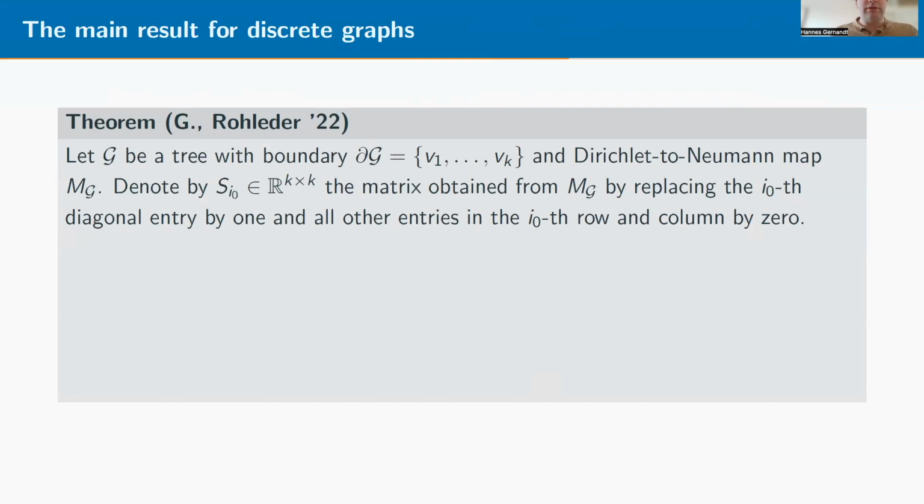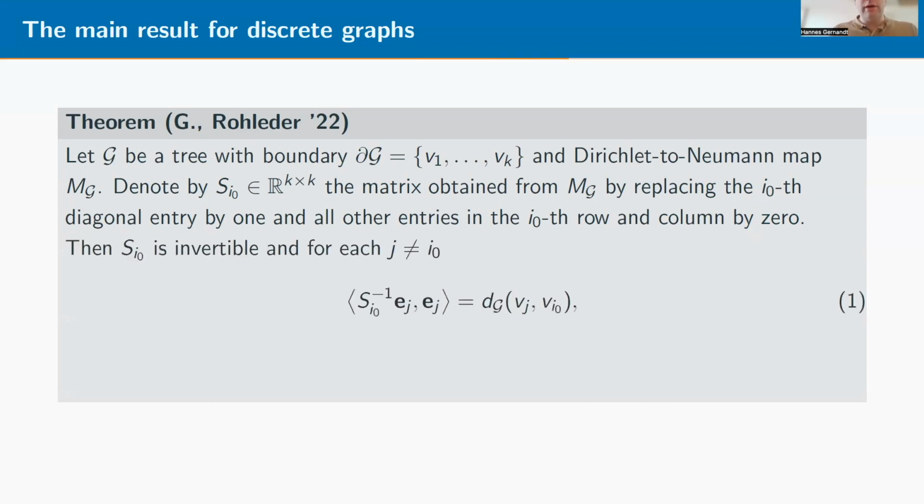Now I will formulate the main result for discrete graphs. So if we have a tree with a boundary again, and we have the Dirichlet to Neumann map, then we have again this strange matrix which results from the Dirichlet to Neumann map by applying the following operation. We replace the diagonal entry with index i0 by 1 and all other entries in the corresponding row and column by 0. This is a matrix which we call, I stick here to the notation used in the paper, S_{i0}.